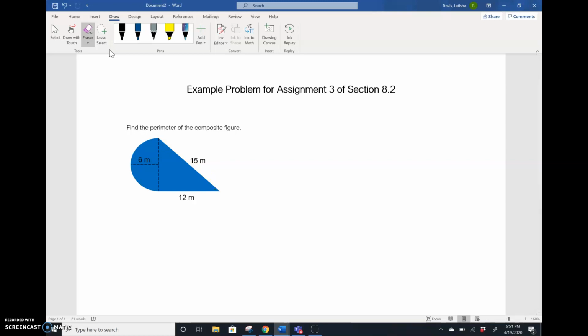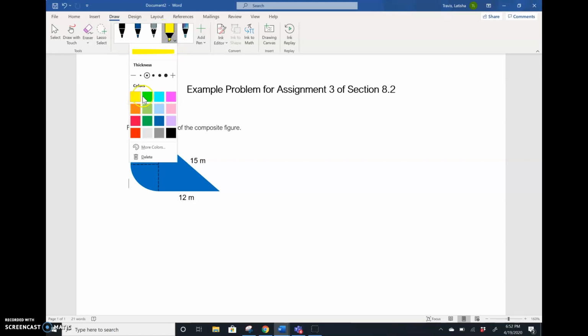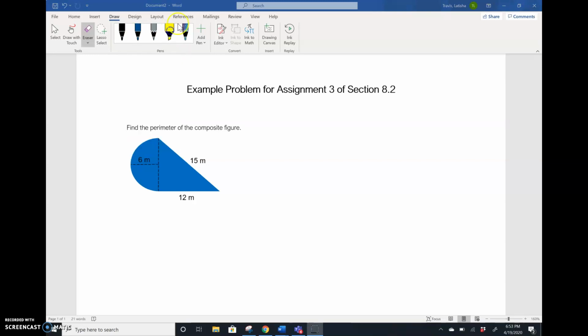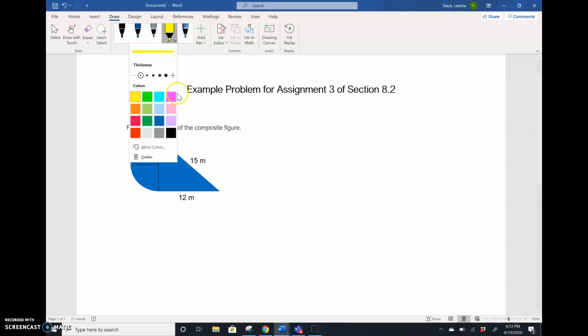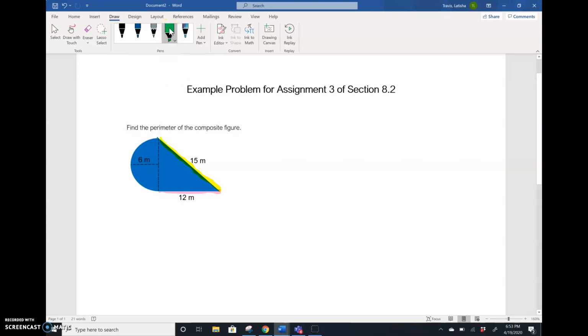So we have the lengths here. We know that this length right here is 15. And then we know that this next length that I'm going to highlight in pink is 12. We do not know what the length I'm going to highlight in green is. So we need to find that out.